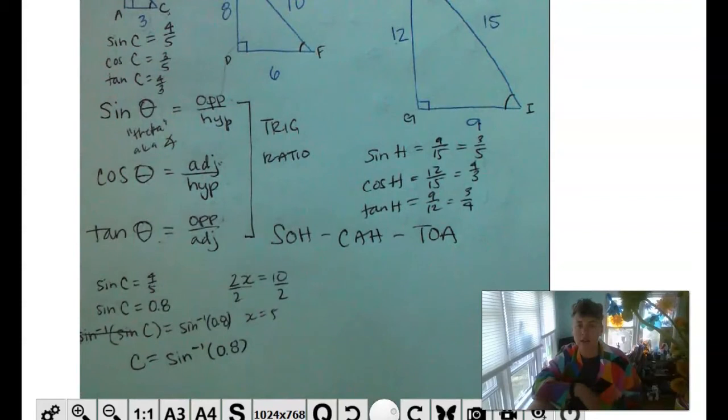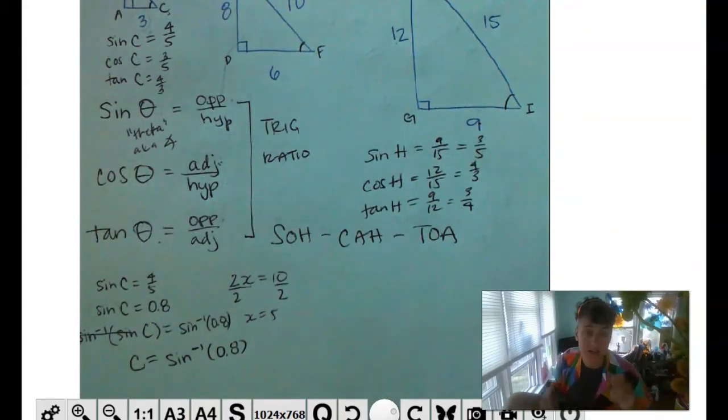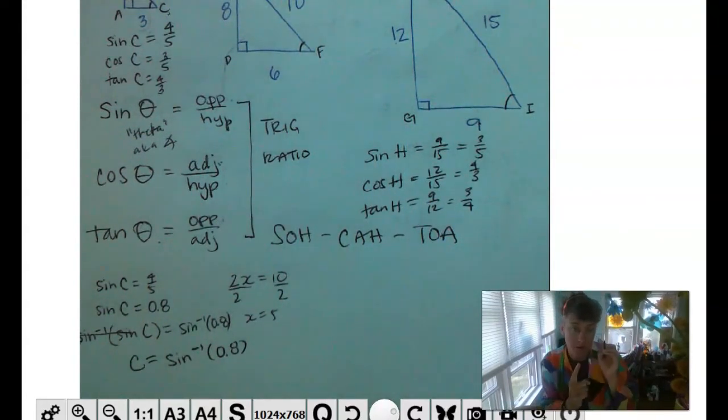The inverse sine of 0.8. Some of you will have calculators that could do that. If you have sine, cosine, and tangent on your calculator, you have sine inverse and cosine inverse and tangent inverse. It'll be right above those buttons, so you have to use your second button to get there.